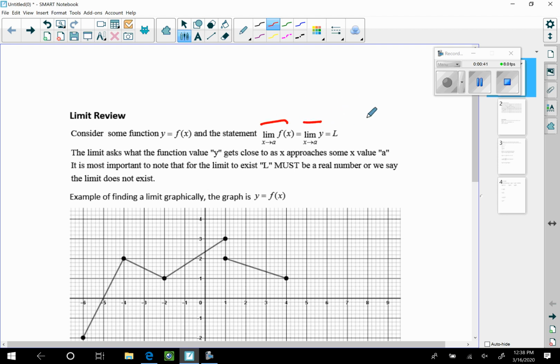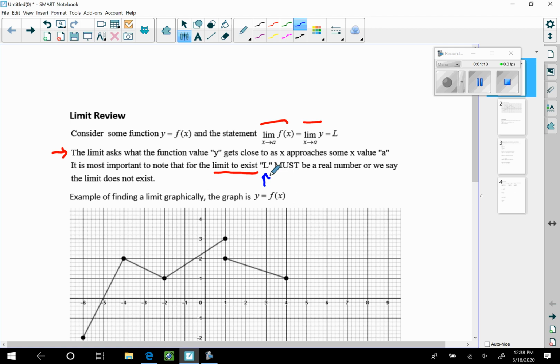And if they indeed equal L, where L is a real number, we say this limit exists. So what does the limit do? The limit asks what the y value gets close to. What does this y value get close to as x approaches some x value? It is most important to note that for this limit to exist, L must be a real number. Or we say the limit does not exist.